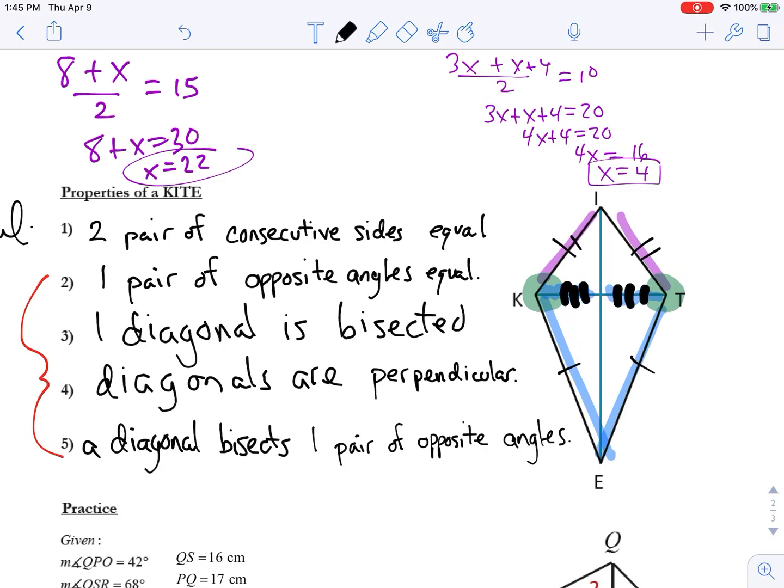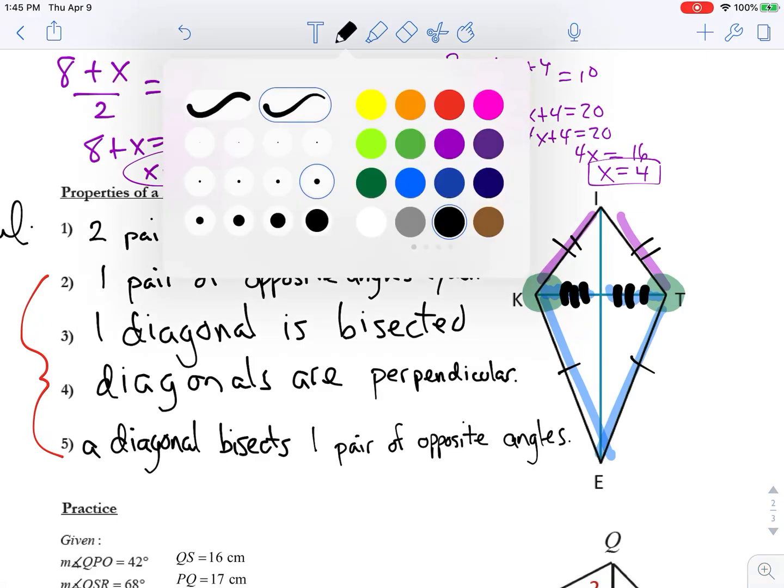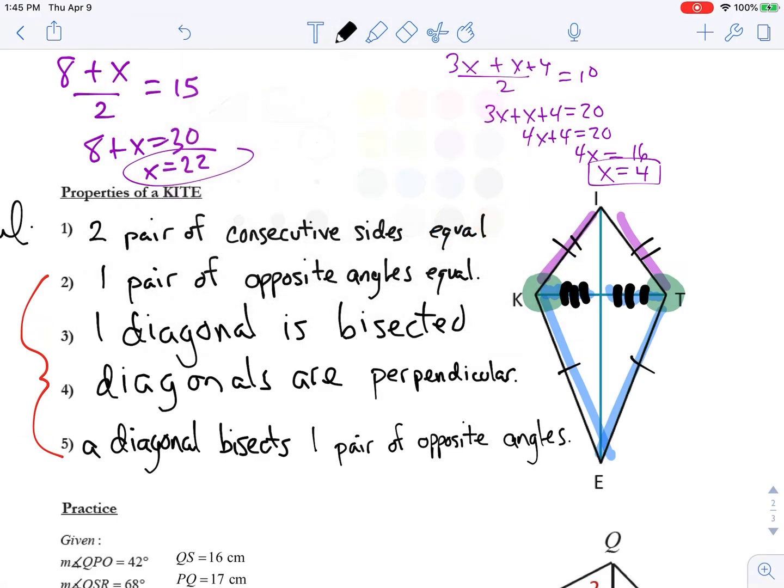One diagonal gets cut in half. The other diagonal does not. The diagonals are perpendicular to each other. So these are perpendicular. It's not a coincidence. And one of those diagonals actually cuts the angles in half, but not all the angles get cut in half, just one. So it's actually the ones on the top and the bottom that get cut in half.